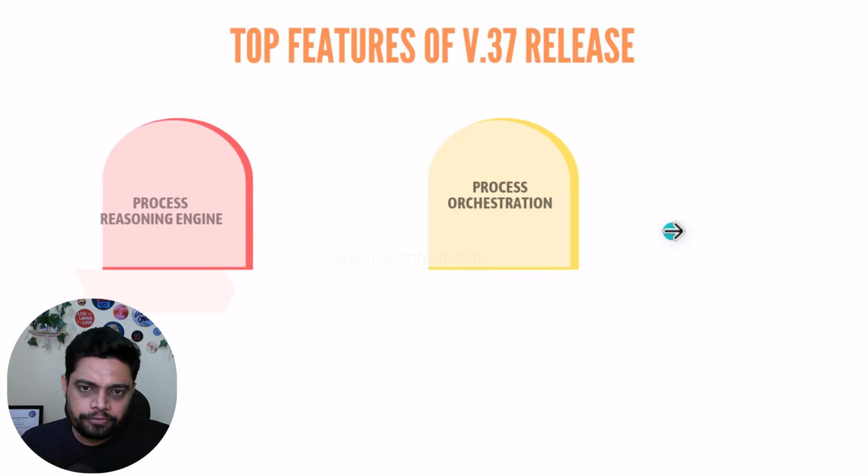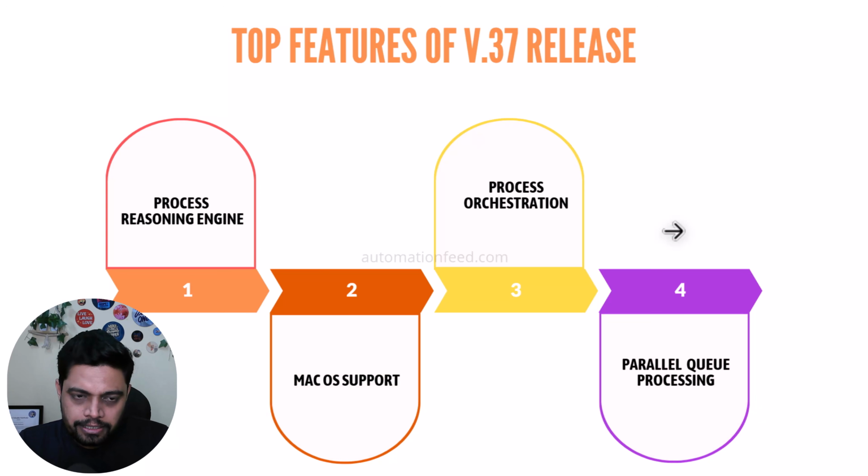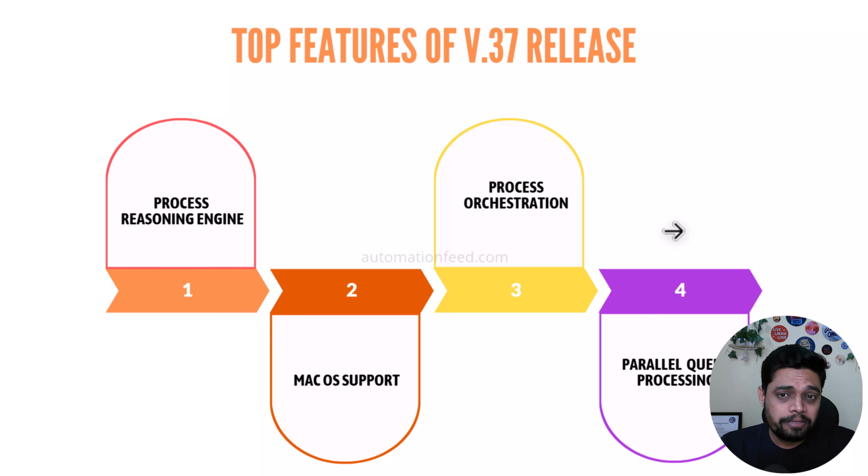So the top 4 features that we are gonna talk about are process reasoning engine (PRE), macOS support, process orchestration, and parallel queue processing. If you want to deep dive into these particular topics, each topic in itself is a separate video. I'll try to create those. First, let's try to understand what these features are, and these are major features as part of the .37 release.